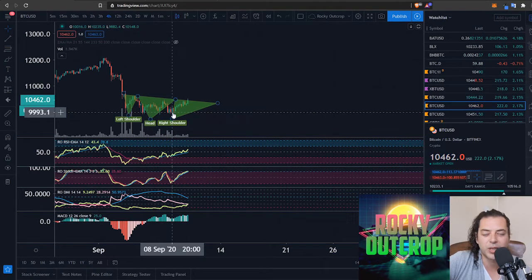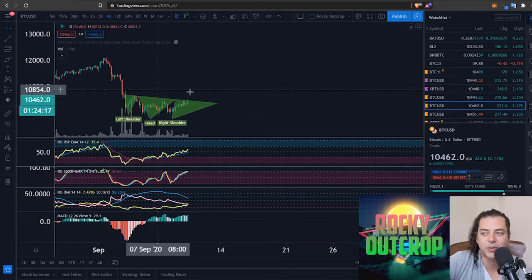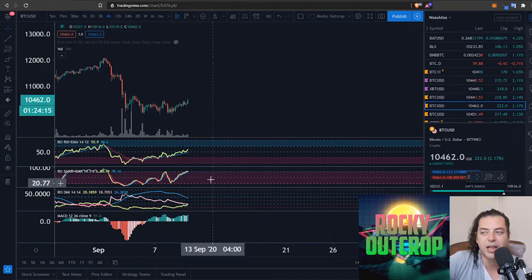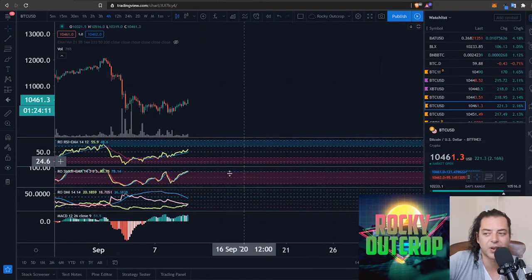Going back down below this at this point now would, of course, be a super failure of that pattern, in which case you could be looking towards those downward side targets, having had hidden bearish divergence on the go.